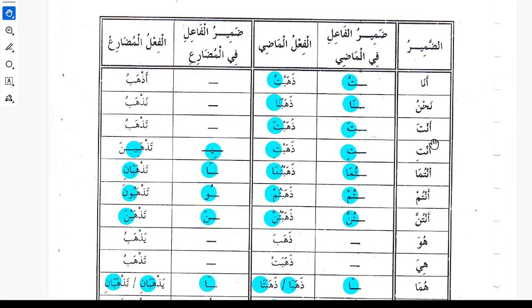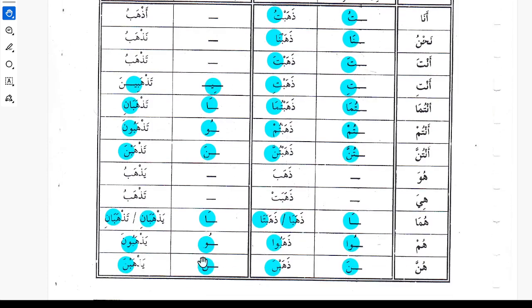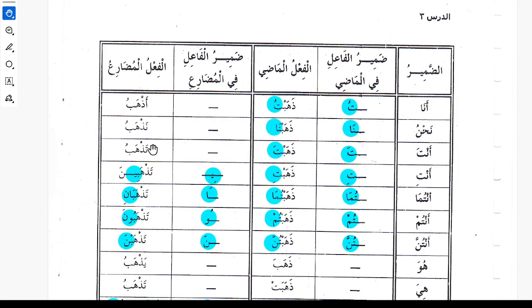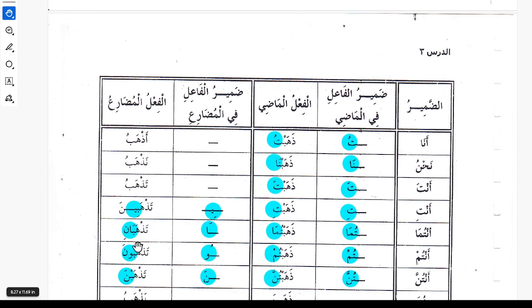For the second person, anta does not have any damirul fa'il, so it is hidden. So for anta, yazhabu will change to tazhabu, you go. Anti tazhabina, you feminine go. Antuma, any masculine or feminine, tazhabani, you both go. Antum tazhabuna, you all go. Antunna tazhabna, you all feminine go. And for ana it is azhabu, nahnu is nazhabu.